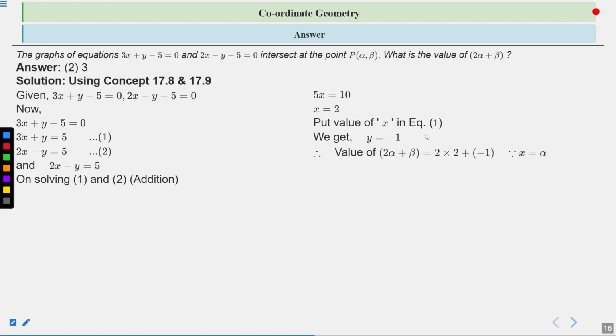Now we need to calculate the value of 2 alpha plus beta. Putting the value 2 into 2 times x plus y, where x denotes alpha, we get 4 minus 1, which equals 3, and y equals beta. So 2 alpha plus beta equals 3. So the second option is the correct answer of this question. Next one.